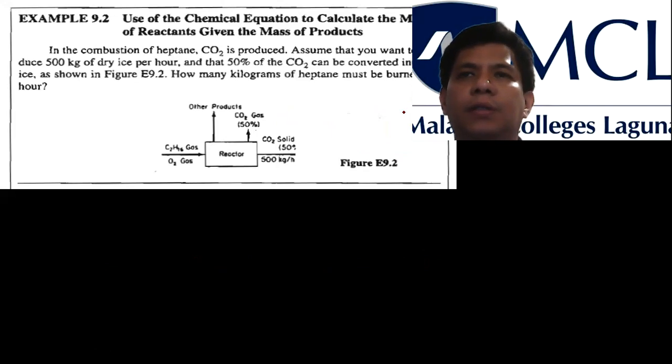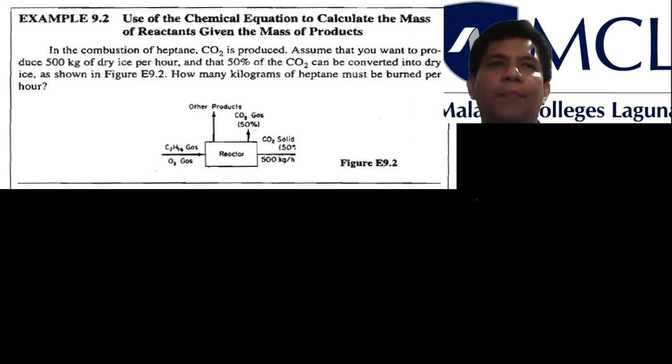Okay, so let's try the next problem, example 9.2: use of the chemical equation to calculate the mass of reactant given the balanced reaction. In the combustion of heptane, CO2 is produced. Assume that you want to produce 500 kilograms of dry ice per hour and that 50% of the CO2 can be converted into dry ice as shown in figure E9.2. How many kilograms of heptane must be burned per hour?